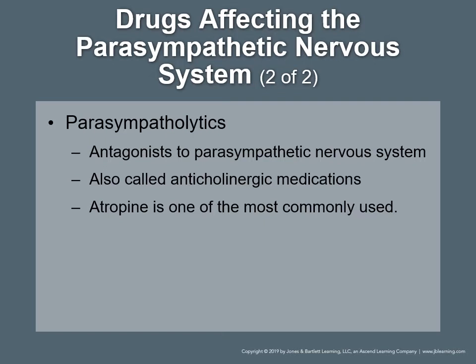The parasympatholytics are antagonists to the parasympathetic nervous system. Atropine is one of the most commonly used parasympatholytics and is also called an anticholinergic medication because they block two types of cholinergic receptors, muscarinic and nicotinic. Muscarinic cholinergic antagonists block ACH exclusively at the muscarinic receptors. An example of that is atropine.